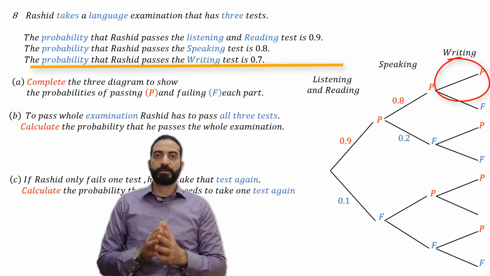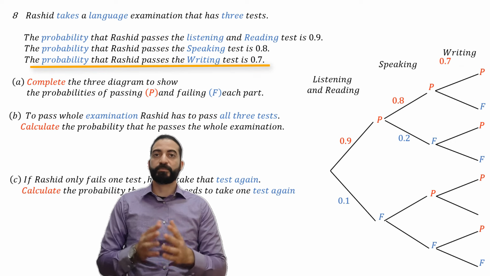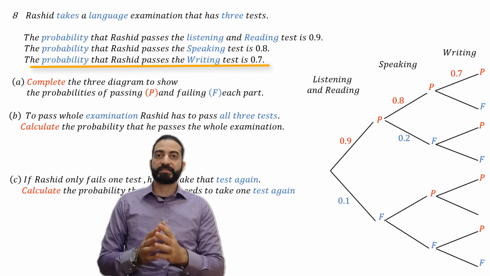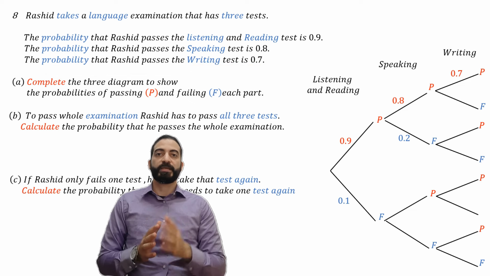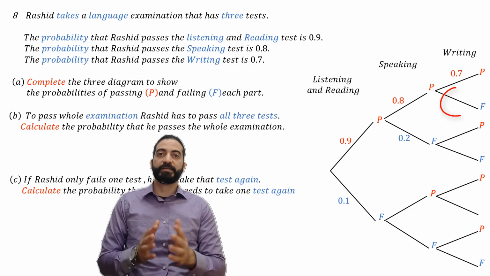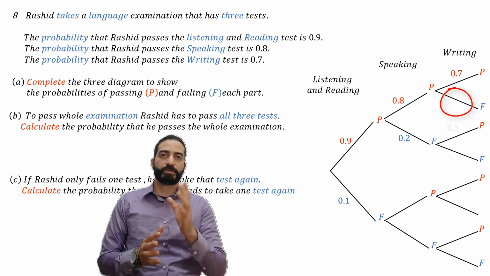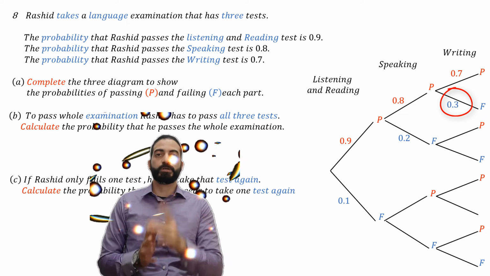In writing, we are given that the probability that Rashid passes the writing test is 0.7. So we put 0.7 here and 0.3 here because 0.7 plus 0.3 equals 1.